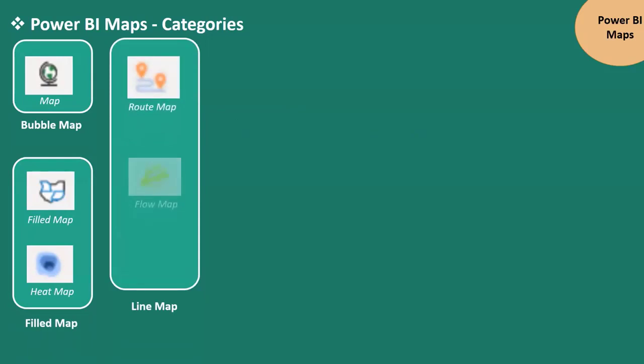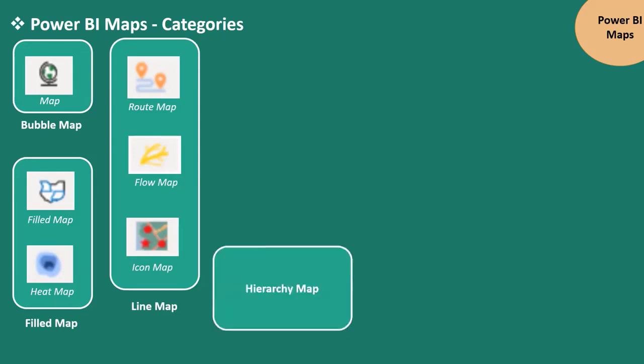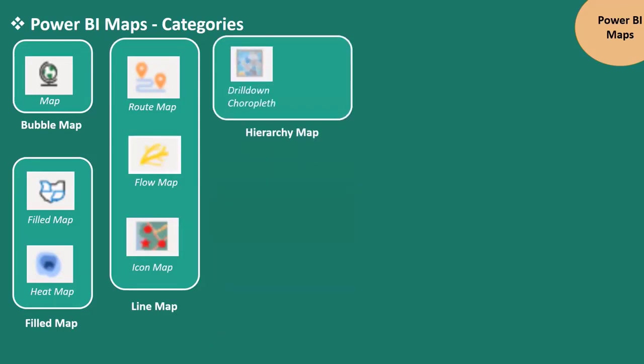It's the route map, the flow map, and the icon map. Within the icon map, we can also import small images in order to show the destination of the route. So we have the hierarchy maps, which are the drill down maps. The drill down maps don't have a pair of coordinates that we can import data. They have only the location field, and within the location field, we can import different administrative levels. For example, country, province, county, and then we create a hierarchy.